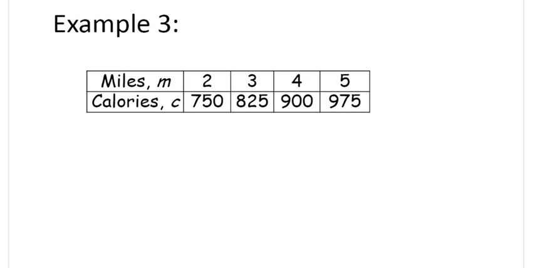The last example we have to go over is example 3. And here, I could give you the story problem that what I see in this table are miles ran and calories burned. So when I've run 2 miles, I have burned 750 calories. When I have run 3 miles, I've burned 825 calories, and so on.